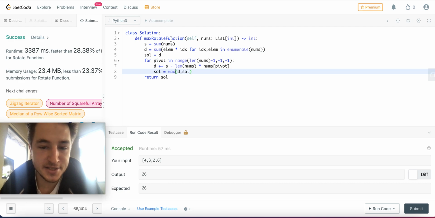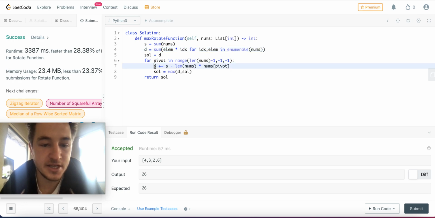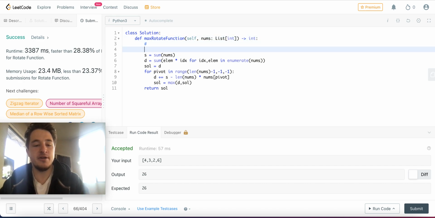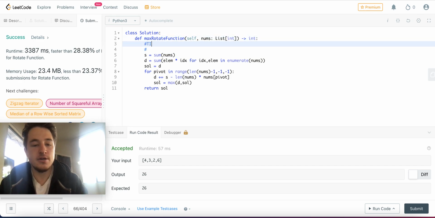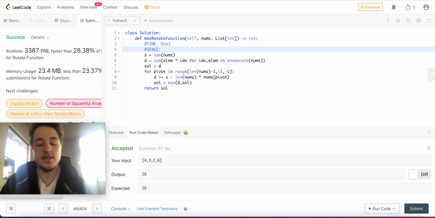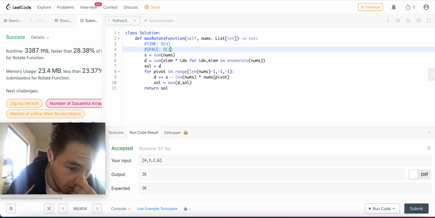In terms of space, well, we're not really saving anything, right? We save a constant for the sum of nums. We save a constant for the first value of D, a constant for the max solution. So this is as good as it gets, right? So for time complexity, we have O of n. And for space complexity, it's O of 1 because it's constant. However you want to look at that.